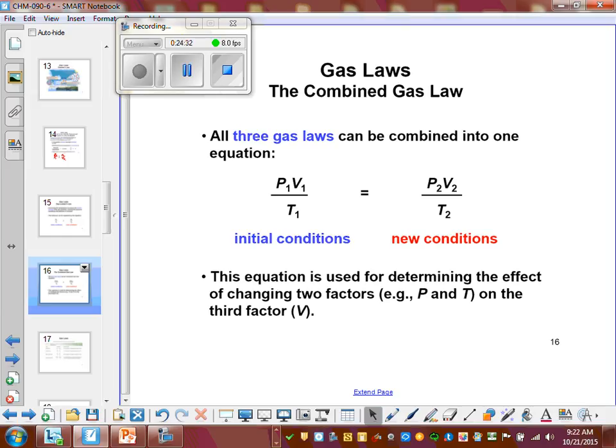So basically, instead of memorizing all four and putting them on a sheet of paper, if you know this one, this is the only one you need. Because if the temperature stays constant, you're going to put the same number in for temperature, and they're going to cancel each other out. If the volume stays constant, you put the same number in for V1 and V2. They'll cancel out. If the pressure is constant, you put the same number in. So that's good if you're going to change two out of the three factors.